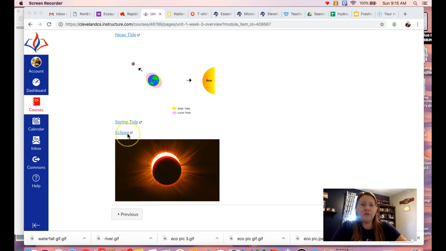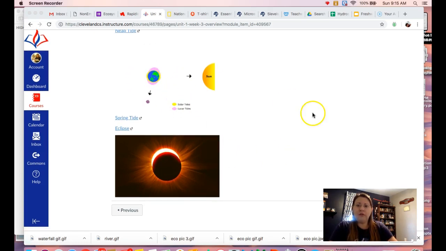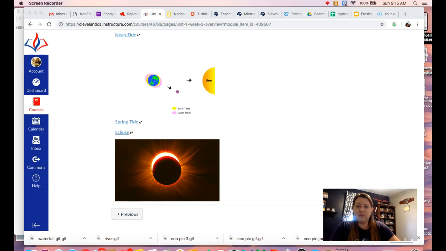And then eclipse. So when you have an eclipse, then you've got one body basically that passes in front of another. So you have here the sun and then the moon passing in front of it. So during eclipses, you will also have pretty big differences in the tides as well.